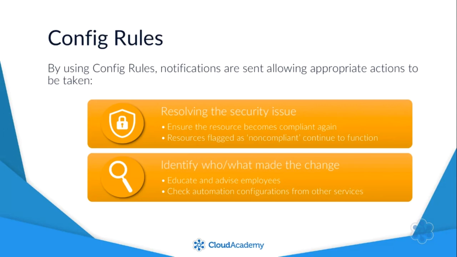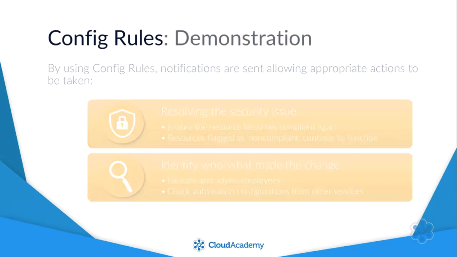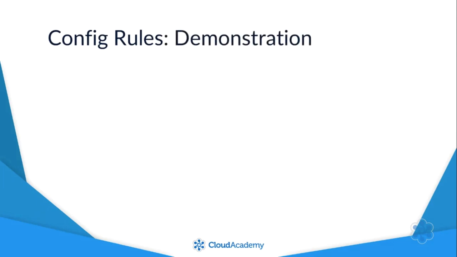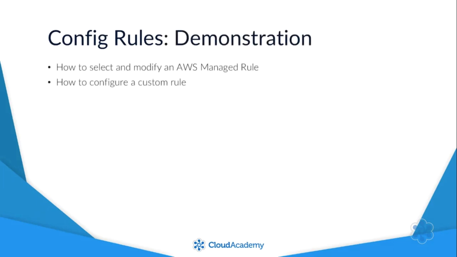The example we have used was a simple security scenario, but the scope is huge, especially when implementing custom config rules. Before we finish this lecture, I just want to provide a quick demo to show you how to select and modify an AWS managed rule and also how to configure a custom rule, where I will show you the different elements involved in the process.